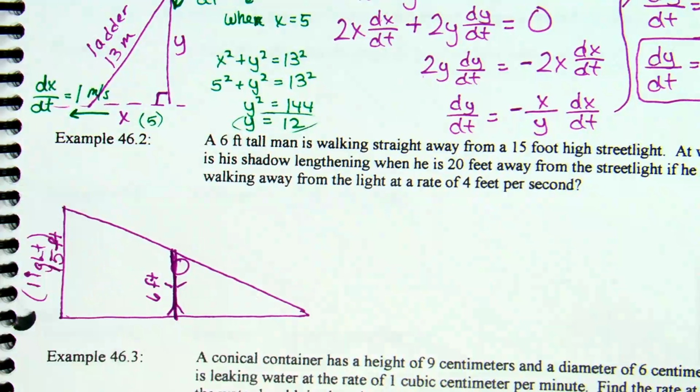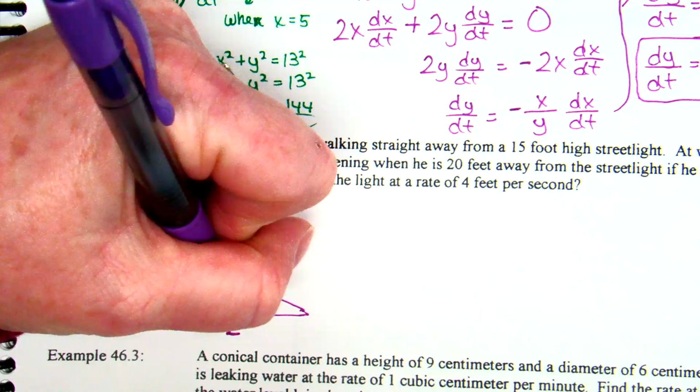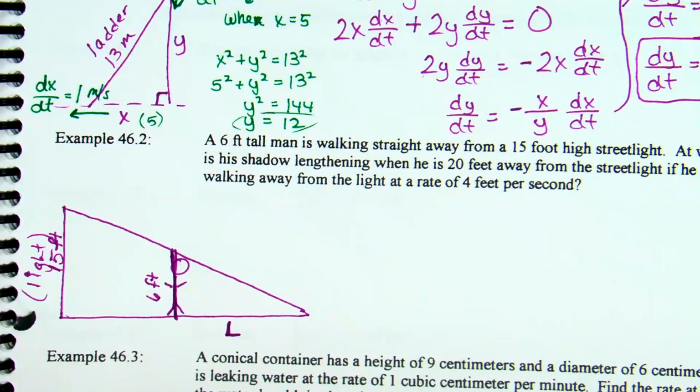And he's walking away, right? At what rate is his shadow lengthening when he is 20 feet away from the street light? So where is his shadow? If the light is here, it's shining on him. His shadow is down here. I'm going to call this L, just trying to be consistent with what the book uses. And this is his shadow, in case there's any question.